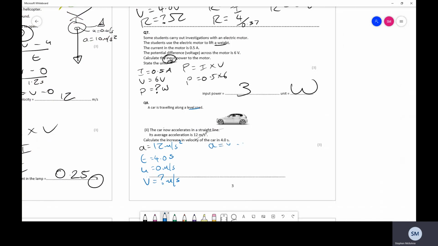A is equal to V minus U divided by T. So 12 is equal to V minus 0 divided by 4. I can multiply across by 4 to give me 48 is equal to V minus 0. And then my answer will be 48 meters per second.